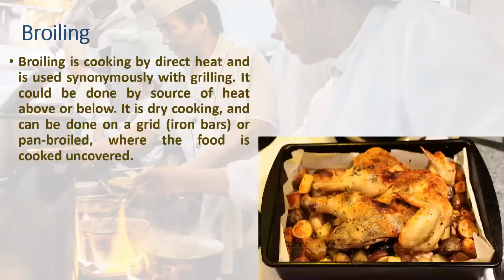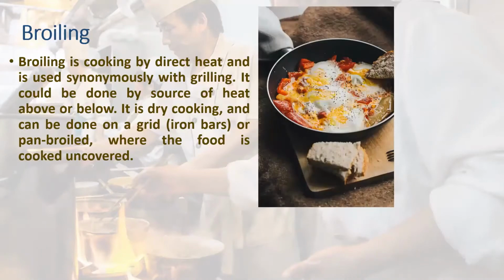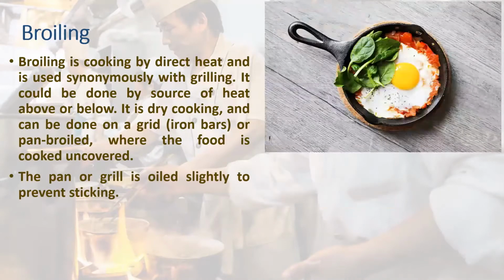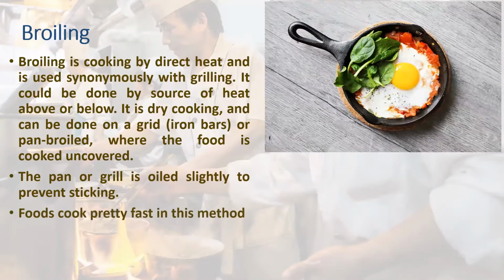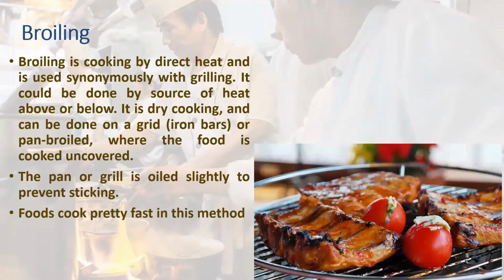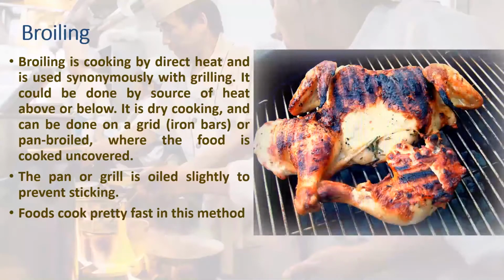Moving ahead, the next dry method we see is broiling. So what is broiling? This cooking is done by direct heat and used synonymously with grilling. Some products that are done on bars also are broiled. Now in this particular method, there is no liquid used at all. It could be done with a source of heat from above or from below as well.